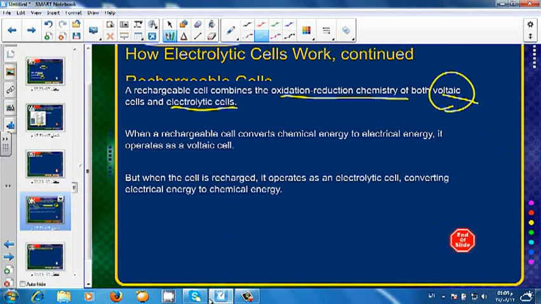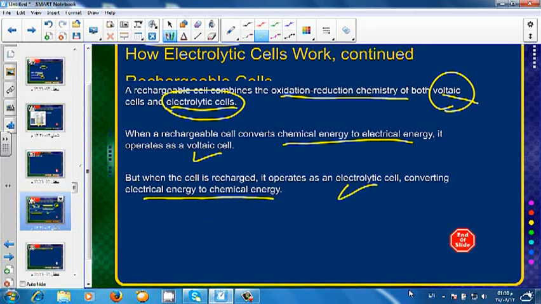It means I can connect it to an electric source and reverse its reactions again in order to regenerate the reactants to continue working, and in this case we consider it an electrolytic cell. When a rechargeable cell converts chemical energy into electric, it is Voltaic. When the rechargeable cell operates as the electrolytic cell, it converts electrical energy into chemical. In this case it serves as an electrolytic cell.